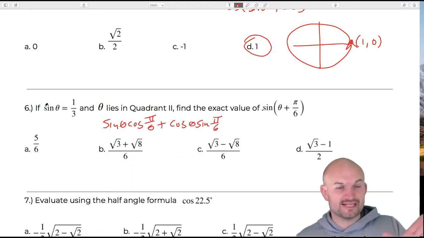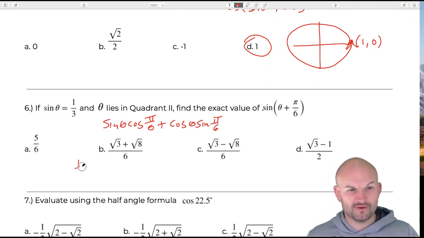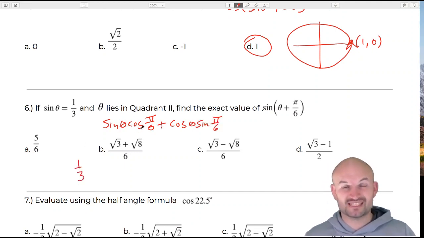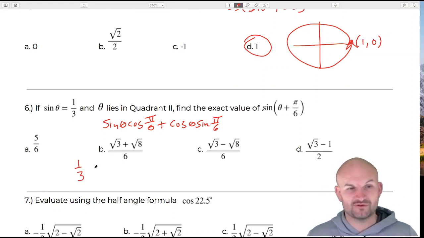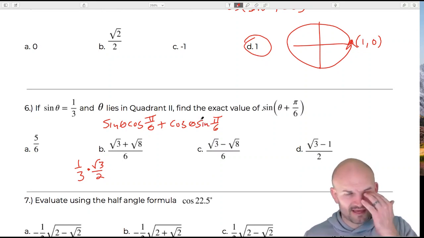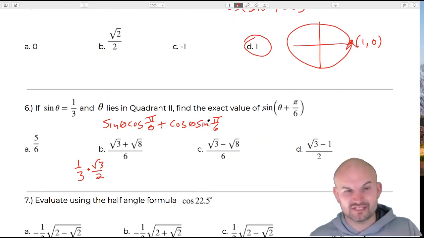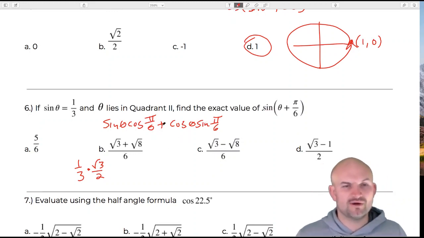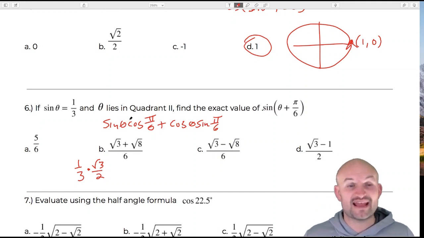Okay, we know the sine of theta is 1/3, so that's going to be 1/3. We know the cosine of pi over 6 per the unit circle. That's going to be square root of 3 over 2. We do not know what the cosine of theta is, so we can figure that one out. And then we need the sine of pi over 6, which is 1/2. So let's figure out what the cosine of theta is.